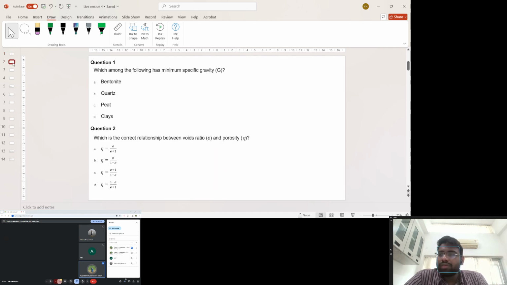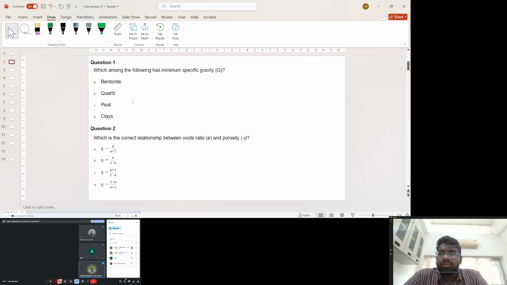So first question, which among the following has minimum specific gravity? Question 1 is, which among the following has minimum specific gravity? Option A, bentonite. Option B, quartz. Option C, peat. And option D, clays. I think peat.